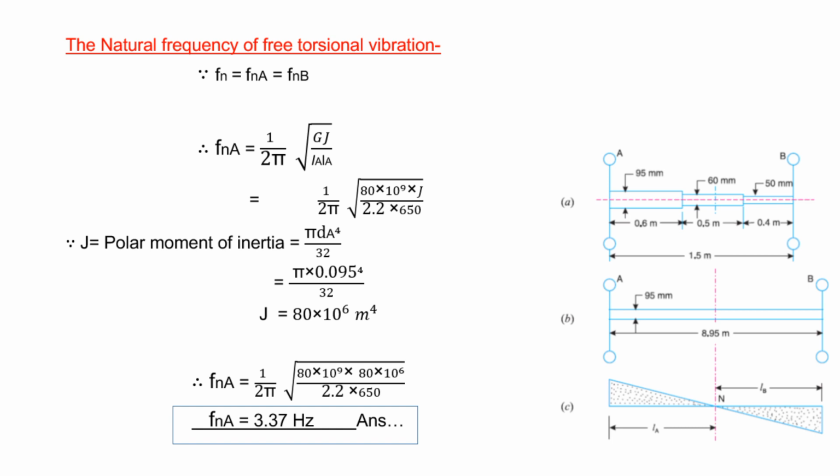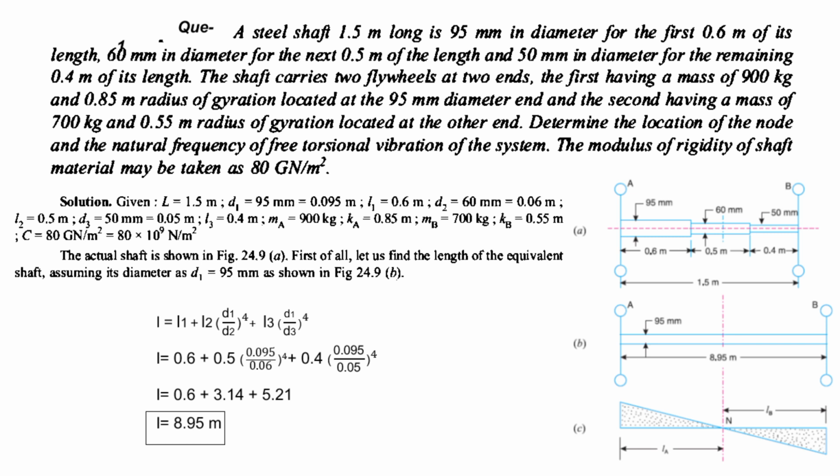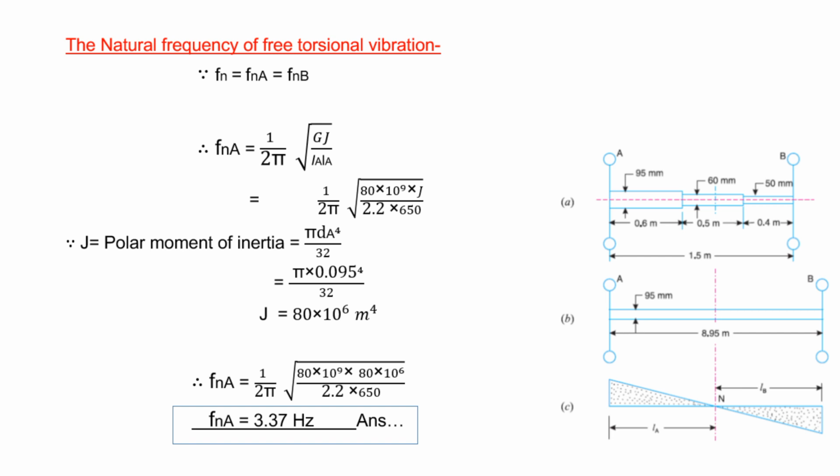Pause the video and do the calculation once again. You will find the natural frequency as 3.37 Hertz. Like this, we are going to find the natural frequency of torsional vibration. First, always convert the different diameter shaft into the same diameter shaft by using this formula of equivalent length. Then find the location of the node points, that is the values of LA and LB, and then find the natural frequency of free torsional vibration. We know Fn is equal to Fna is equal to Fnb. Either Fna or Fnb you can find out. Both will give the same values.